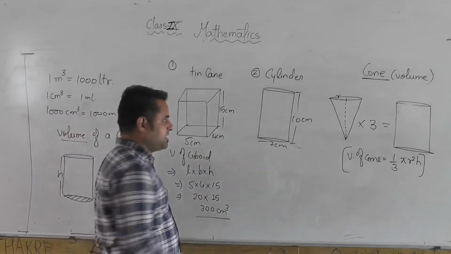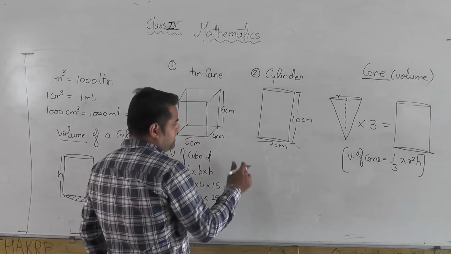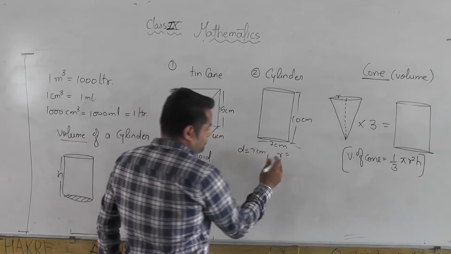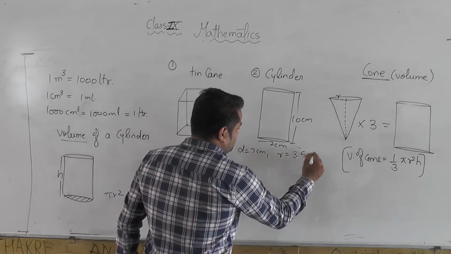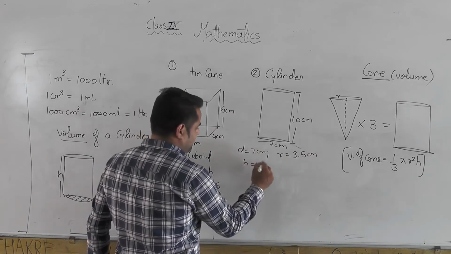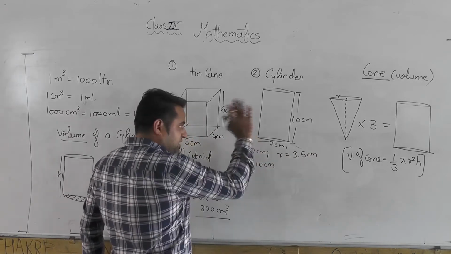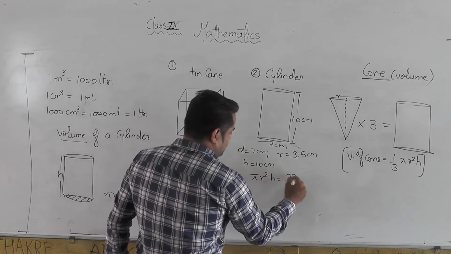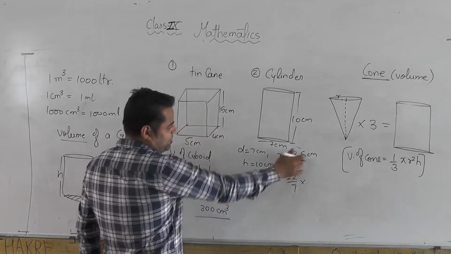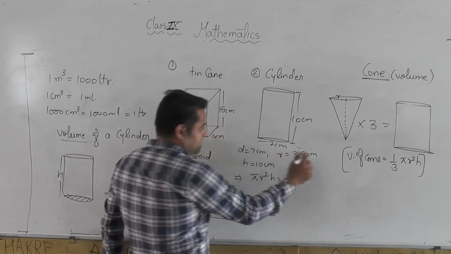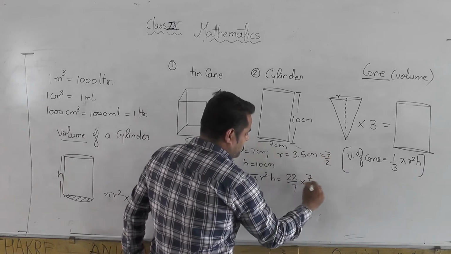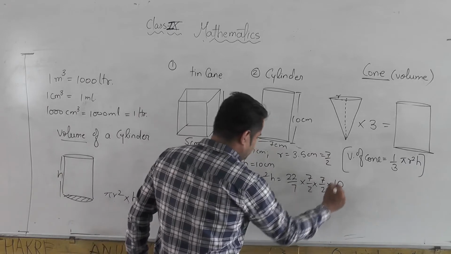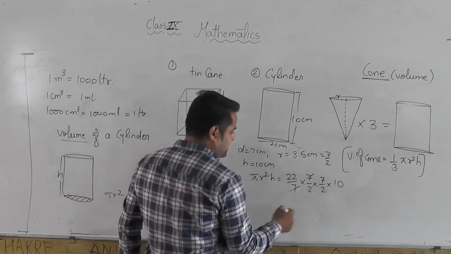On the other hand, we have the cylindrical can. This cylindrical can has diameter 7, so it is already known that 3.5 cm will be the radius, and the height is 10 cm as mentioned in the question. The capacity or volume of this cylinder is pi r square h. Pi we can take as 22 by 7 because r is a multiple of 7. We can write r as 7 by 2 also if you want to make it easier. So 22 by 7 into 7 by 2 square into h, which is 10. Now see, 7 will get cancelled.